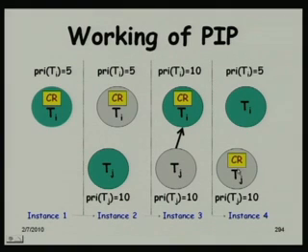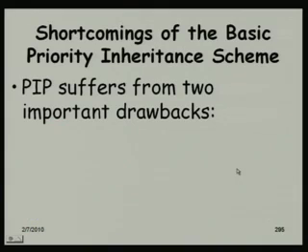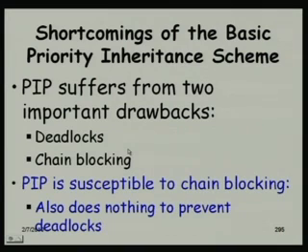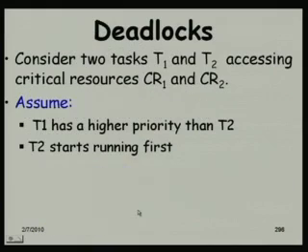Is that okay? The protocol is very simple, a basic priority inheritance scheme, but there are problems with this protocol. This is not used as it is in operating systems. Two main problems are deadlocks and chain blocking. Let us see what chain blocking is, and we will see how deadlocks can occur here.